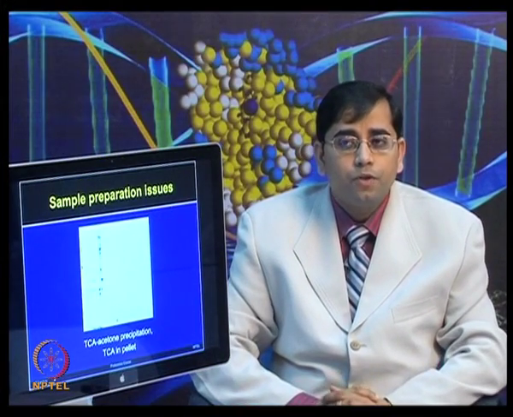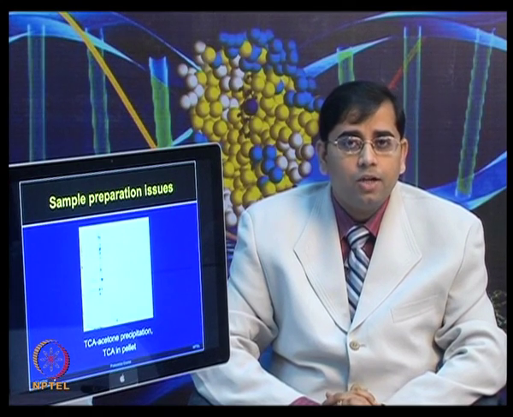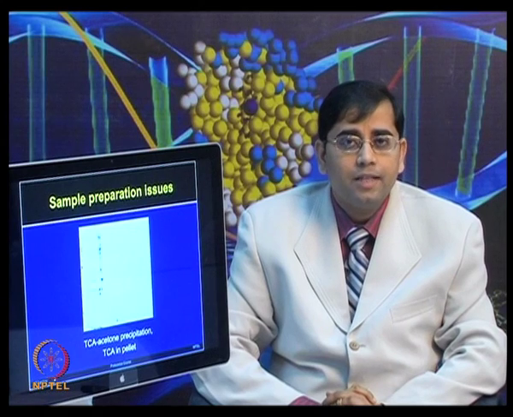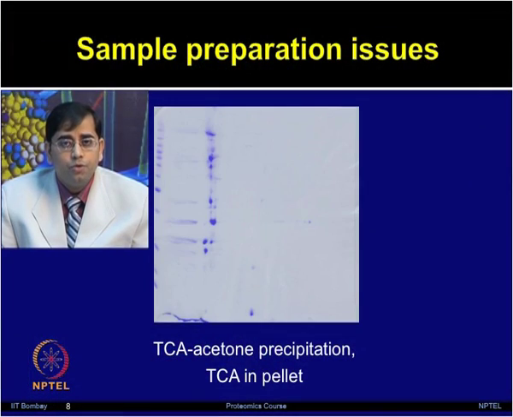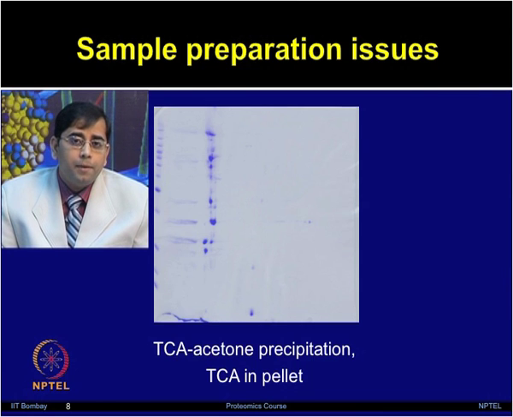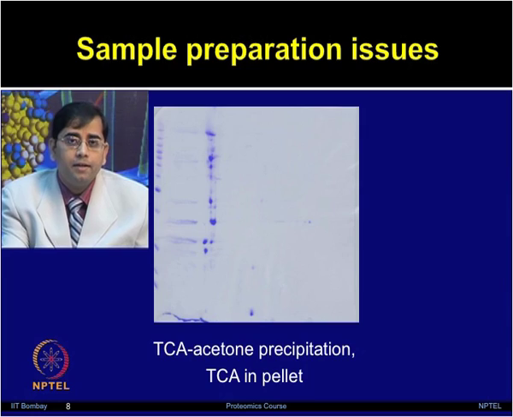I am showing you a few problematic gels, how even small mistakes or some issues inherent to your biological samples can give rise to very bad 2D gels. For example, I am showing you a few sample preparation issues. In this gel, as you can see, the TCA acetone precipitation method was followed, but there was no good washing performed. So, TCA still remained in the pellet and one can obtain the pattern as shown in this gel.